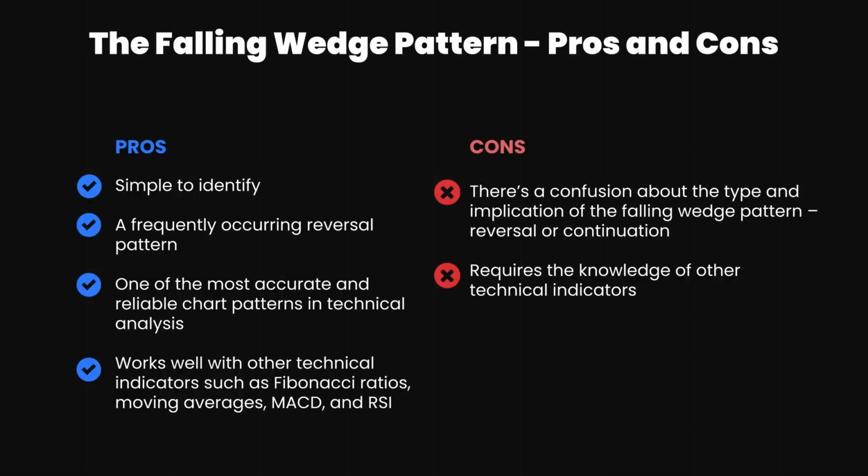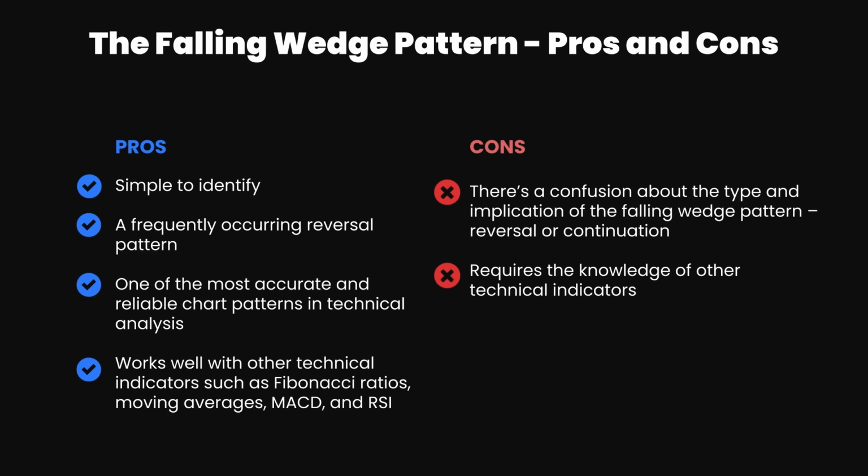Okay, let's look at the pros and cons for the falling wedge pattern. Number one, the falling wedge is simple to identify. Also, it's a frequently occurring reversal pattern across the financial markets. It's one of the most accurate and reliable chart patterns in all of technical analysis. Also, the falling wedge works well with other technical indicators such as Fibonacci ratios, moving averages, MACD, and RSI.